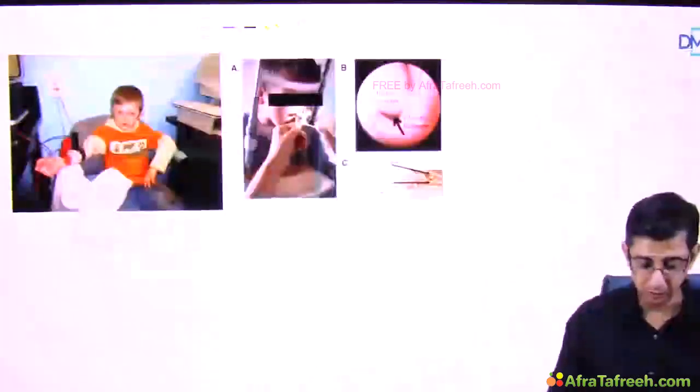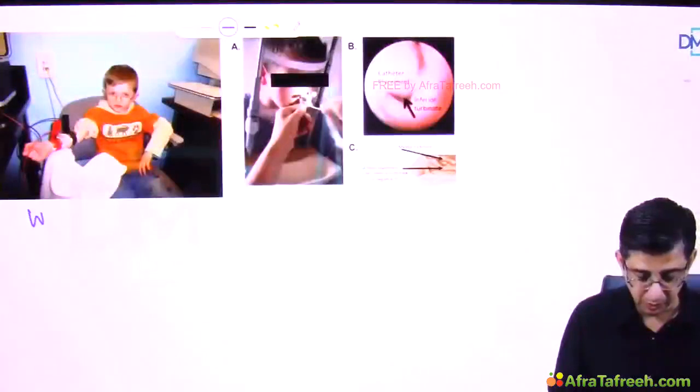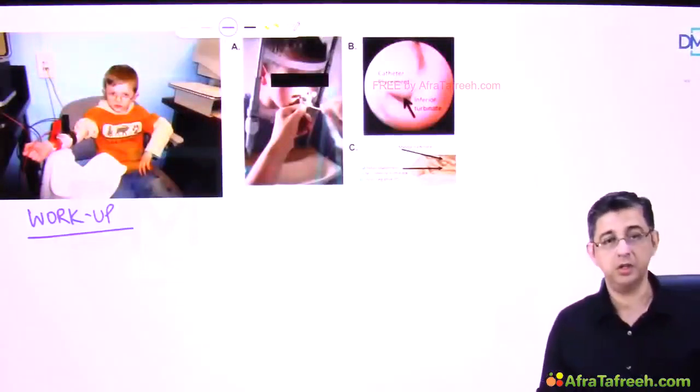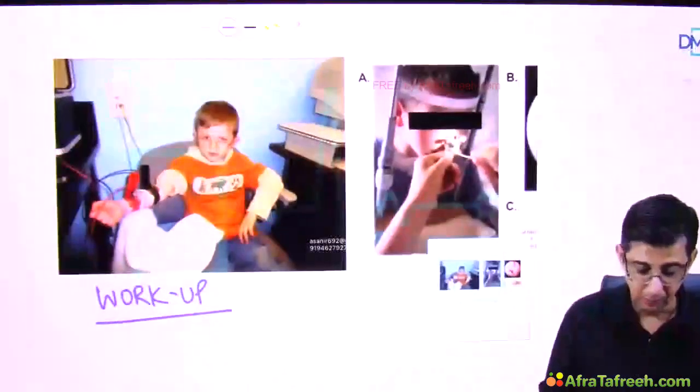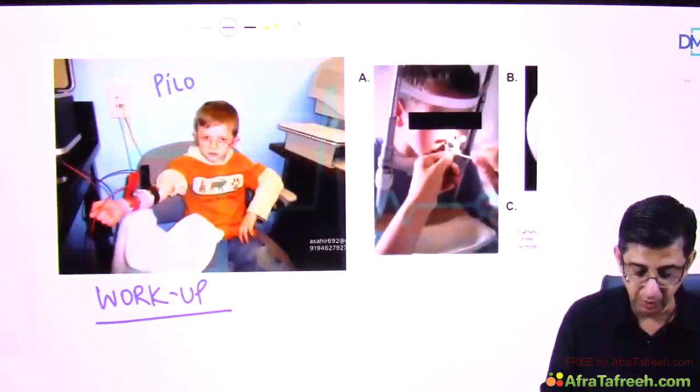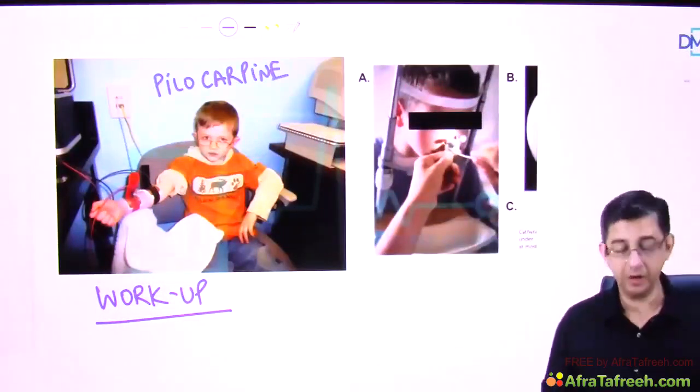So let us just have a look at the workup of these patients. In the left image, you can see a test being done in the patient to identify the concentration of elevated sweat, where we apply these electrodes. And the method that is given here can be asked in an image-based question as what testing is being done in this child who is having recurrent lung infections.